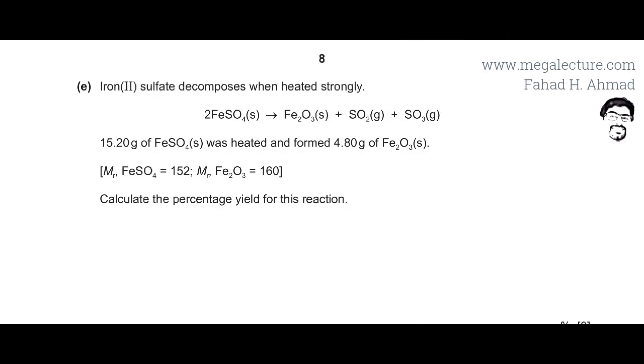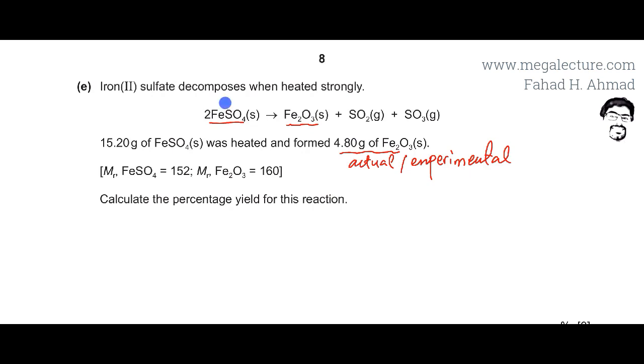In the next part, part E, you're given that iron 2 sulfate decomposes when heated strongly. So there is iron 2 sulfate, FeSO4, it's decomposing. And the mass of iron sulfate is given, which is 15.2 grams was heated. And it ended up forming 4.8 grams of Fe2O3. So the mass of Fe2O3 is given, and the mass of FeSO4 is given. Remember, this is the actual mass, or you can call it the experimental mass. We are supposed to calculate the percentage yield.